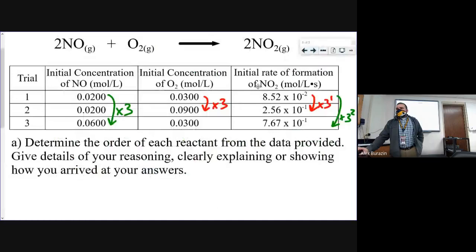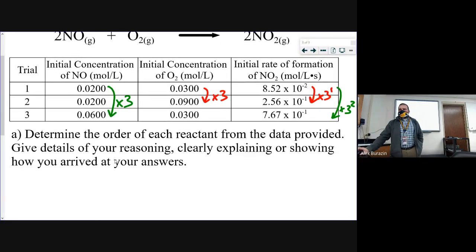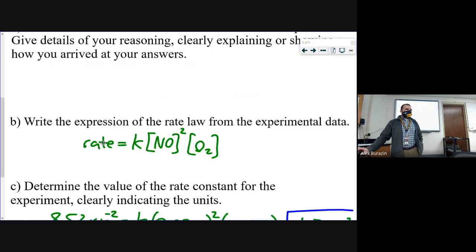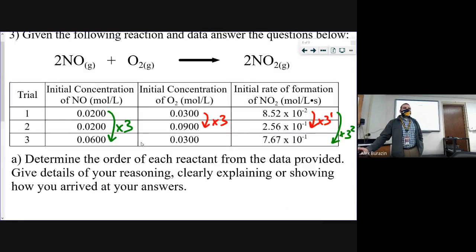The first thing we did here is we tried to determine the rate law. A rate law is an equation that allows us to find the rate at any given point in time. So rate equals k, where k is called the rate constant, and then we multiply that rate constant by the concentration of the reactants raised to the order of their relationship with the rate. In order to figure out the order, we analyze data.